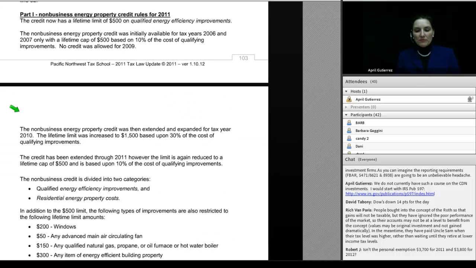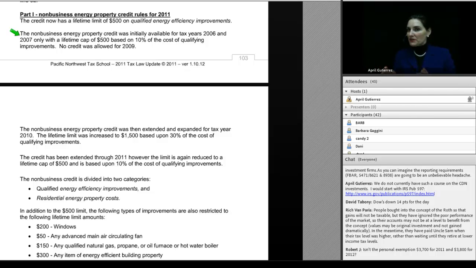Well, this credit's kind of bounced all over the place. We had no credit at all in 2006. Then in 2007 and 2008, we had a $500 credit based on 10% of the cost of the improvement. We had no credit at all in 2009, and then for 2010 we had a $1,500 credit based on 30% of the cost of the improvement. And now for 2011, we're back down to $500 for 10% of the cost of the improvement.